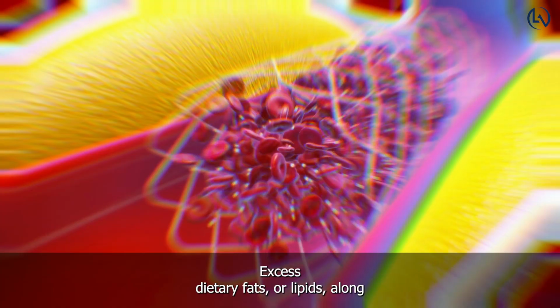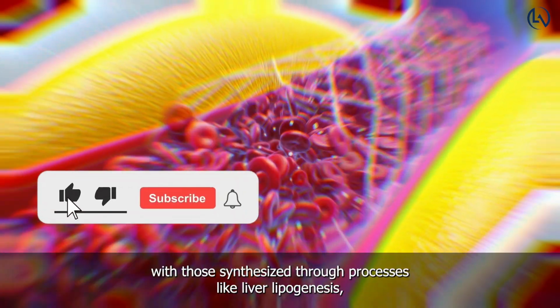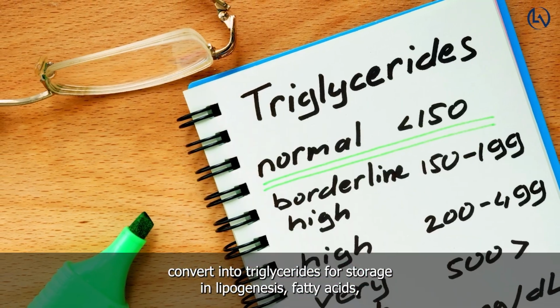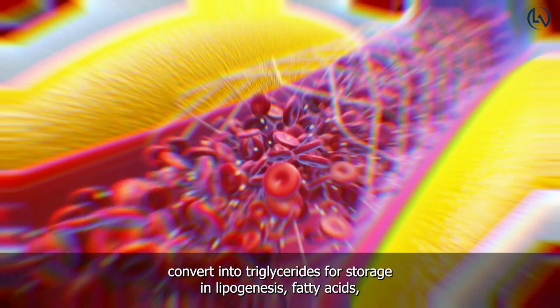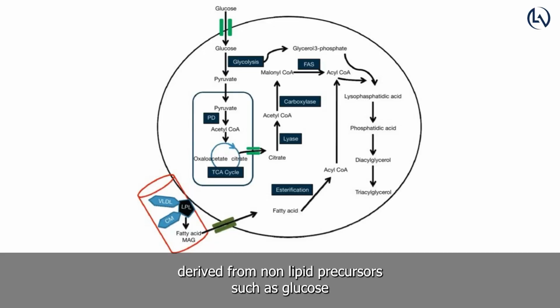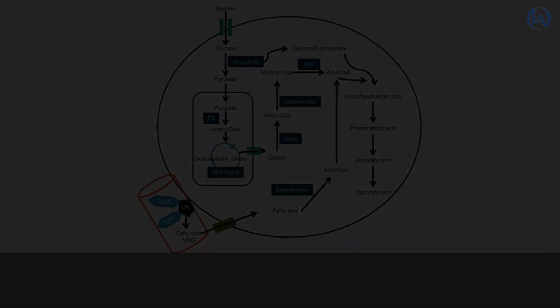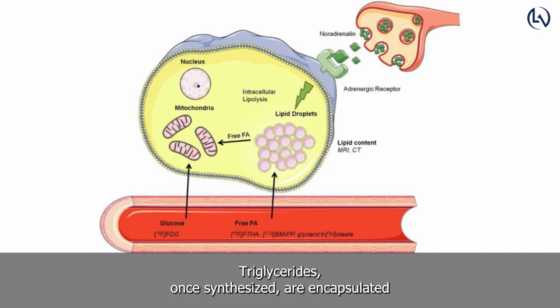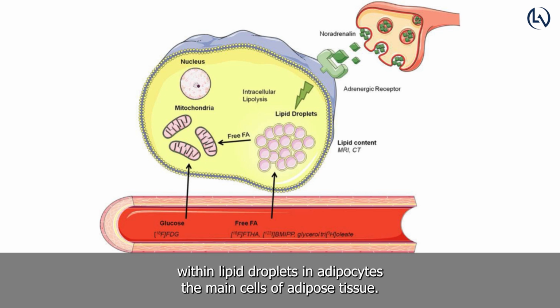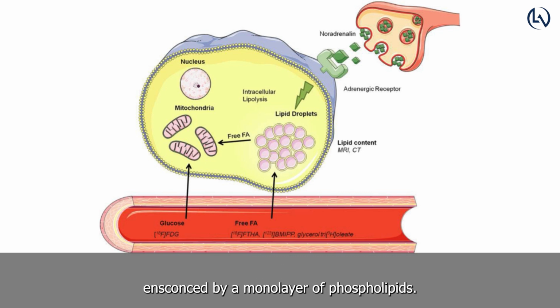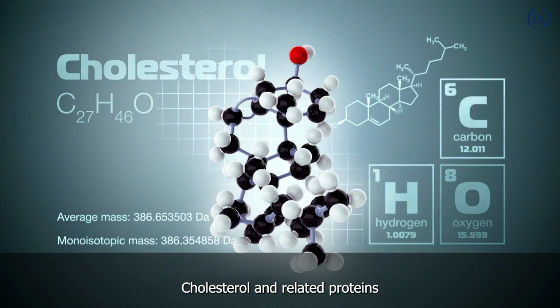Triglyceride synthesis. Excess dietary fats or lipids, along with those synthesized through processes like liver lipogenesis, convert into triglycerides for storage. In lipogenesis, fatty acids derived from non-lipid precursors such as glucose combine with glycerol 3-phosphate to form triglycerides. Packaging into lipid droplets. Triglycerides, once synthesized, are encapsulated within lipid droplets in adipocytes, the main cells of adipose tissue. These droplets feature a core of stored triglycerides ensconced by a monolayer of phospholipids, cholesterol, and related proteins.